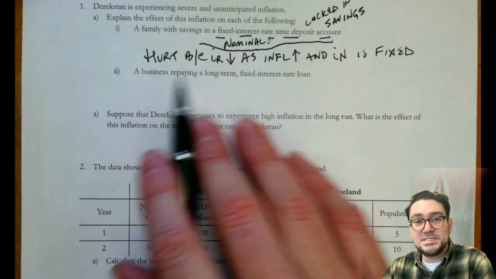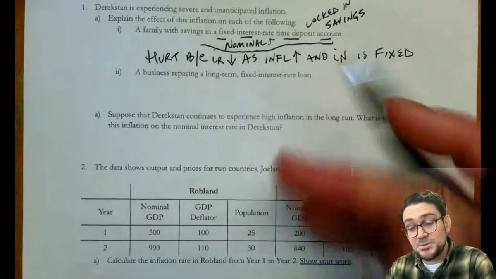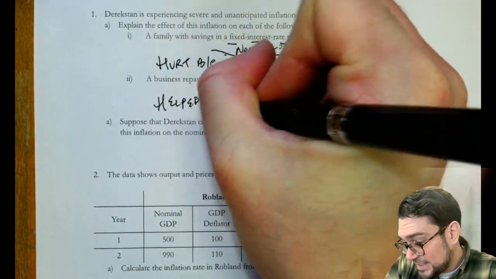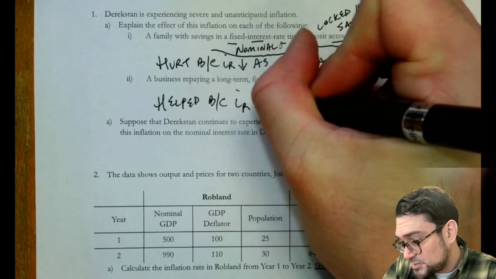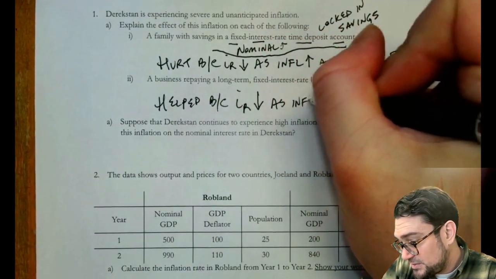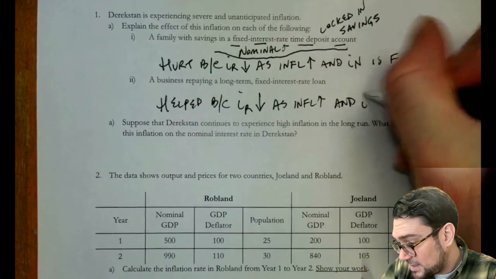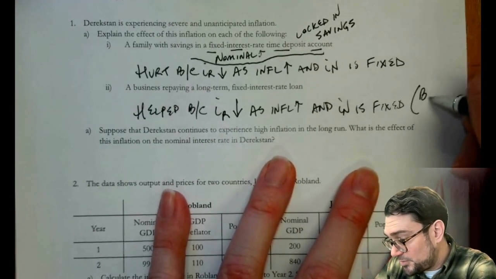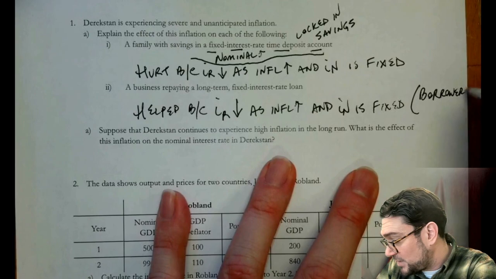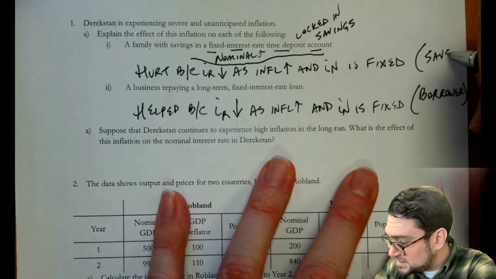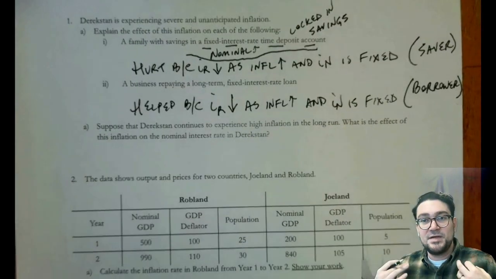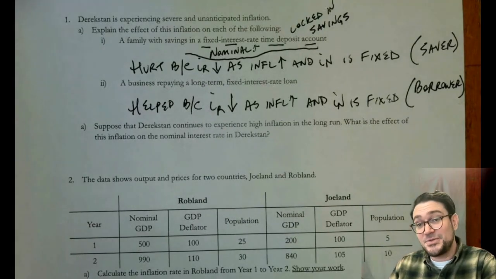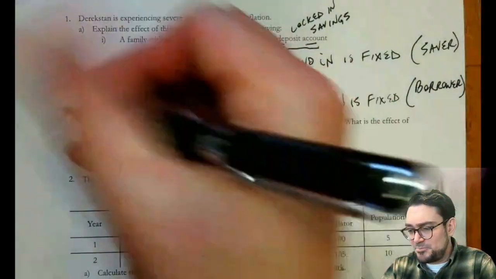B, a business repaying a long-term fixed interest rate loan. So in this case, they're on the other side of that. They are helped. And it's actually for the same reasons. Their real interest rate decreases as inflation increases and I sub N is fixed. And we can actually say that they're the borrower. And that's why they're being helped, right? So if that's confusing to you here, this is the saver and that's the borrower. And one of them is receiving the interest rate and one of them is paying it. And for this one, they're paying it. And so that's why it's better for them. This should say B. I'm sorry about that.